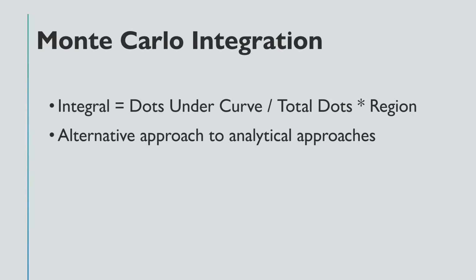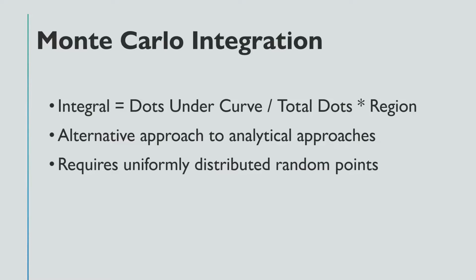This is an alternative approach to analytical approaches. It's a numerical method that gives a numerical solution, which may be close, but is not the actual analytical answer. This requires uniformly distributed random points, meaning values from 0 to 10 in the x have all equal chances of being chosen. Now, we're going to move into MATLAB to show how we can solve this Monte Carlo integration problem using numerical approaches.